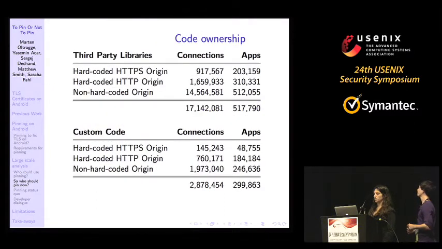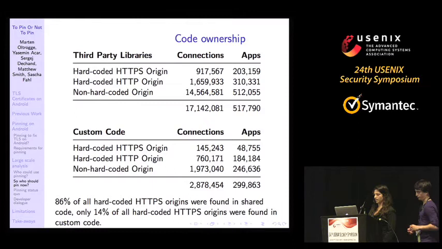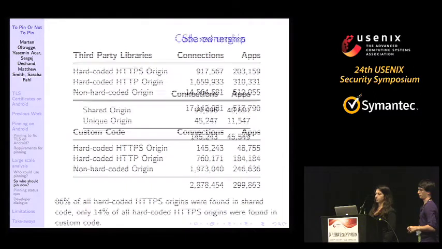The other thing we wanted to check was if code ownership was given. So of this 1 million, 1,900,000 were connected via third-party libraries, and only 145,000 were in custom code. So 86% of all these hard-coded HTTPS origins were found in shared code, and only 14% of them were found in custom code. So these 14% were the ones that were interesting for our further analysis.